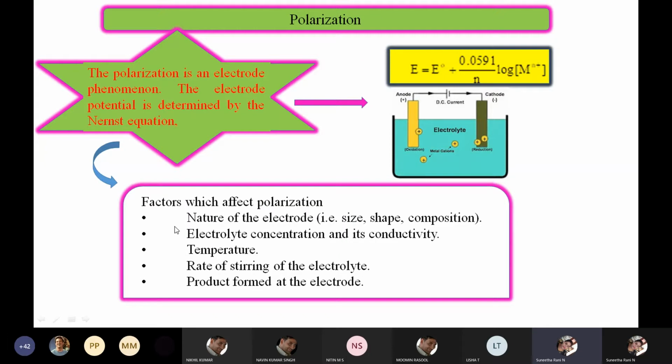The factors involved in polarization are the nature of the electrode, electrolyte concentration, temperature, conductivity, rate of stirring, electrolyte, and the product formed at the electrode. So polarization depends on these factors. Okay. The next principle is overvoltage.